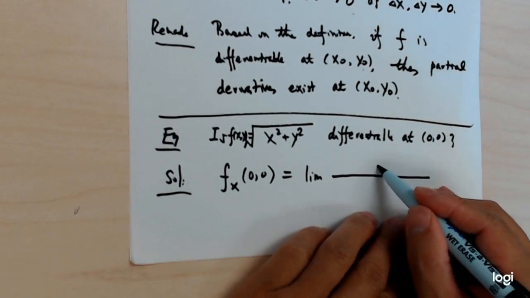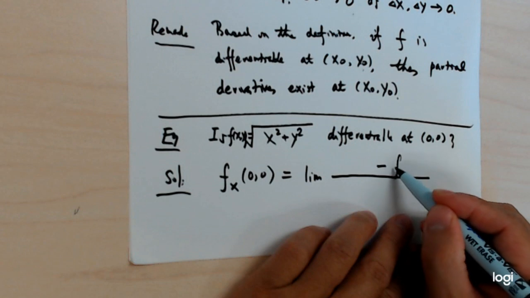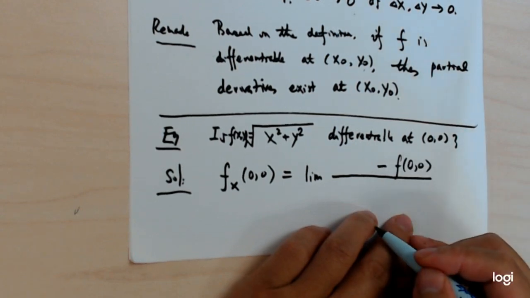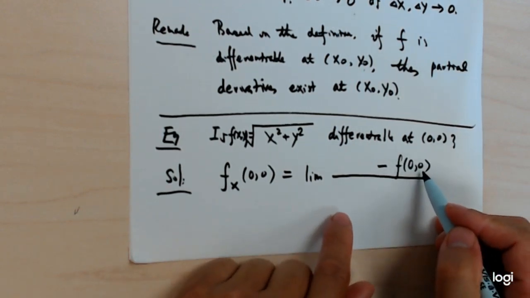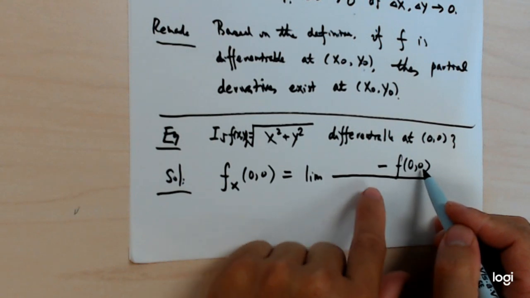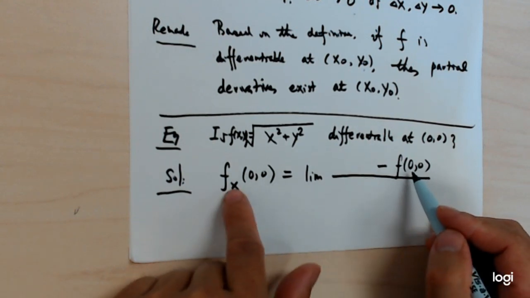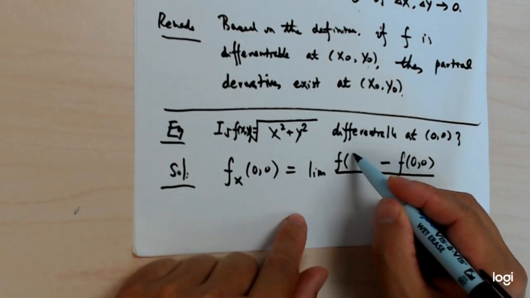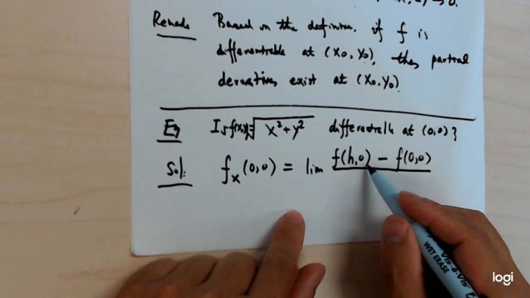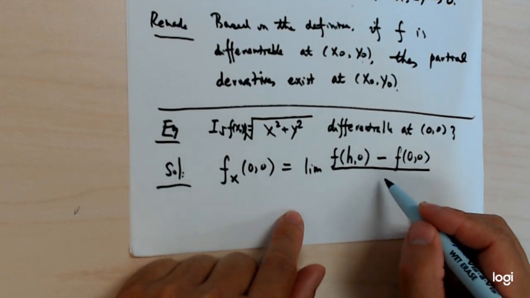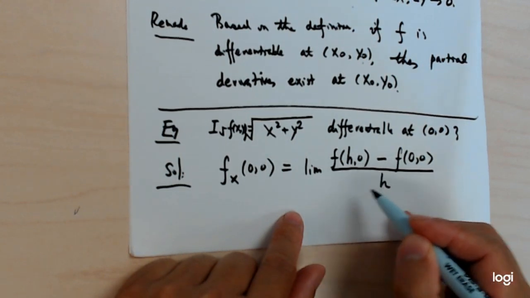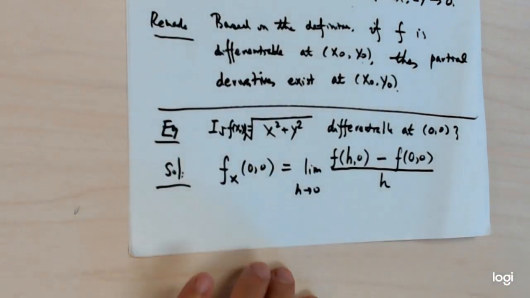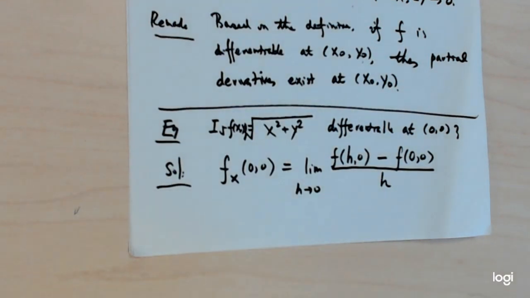Partial derivative with respect to x, right? So we're going to subtract the function's value at 0, 0. We're going to keep the y value the same, keep the y value constant, give x some change. So this one becomes f of h, 0. The y value is kept the same. Divide by h and let h go to 0. And that's how the partial derivative with respect to x is defined.